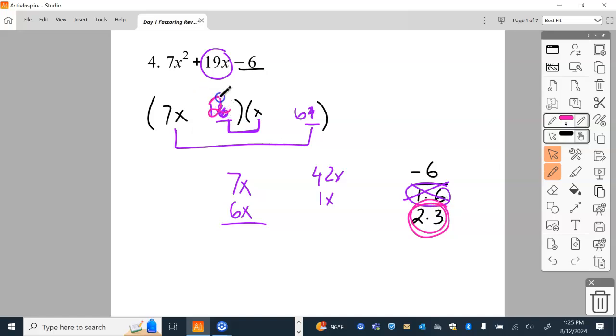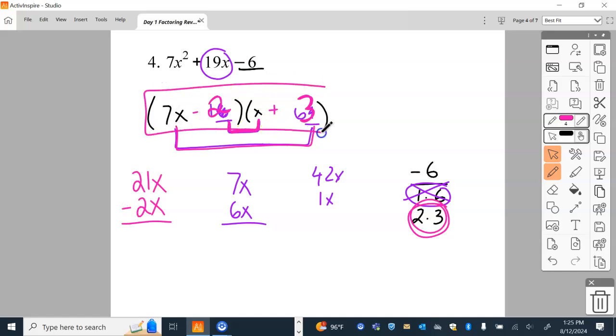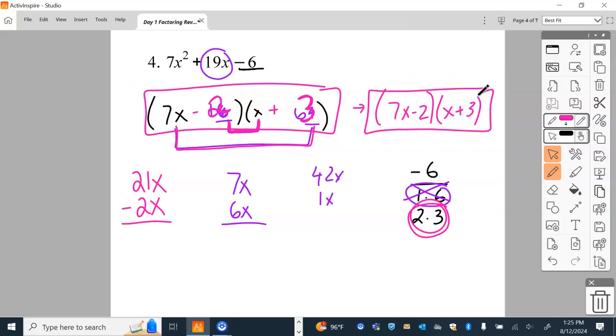And it works out again if you put the 2 here and the 3 here. Let's double check. 7x times 3 is 21x. 2 times x is 2x. Perfect. If we make the 2 negative, we have factored our trinomial. And if you write that a little bit neater, so it seems overwhelming, but it's outside times outside plus inside times inside.